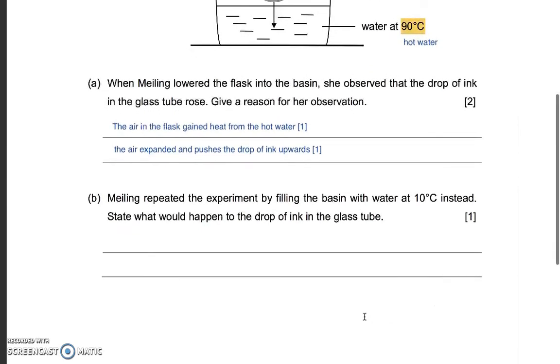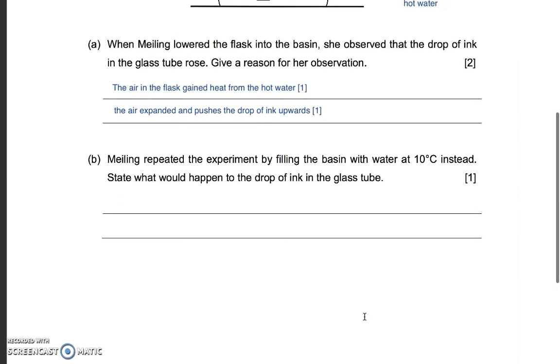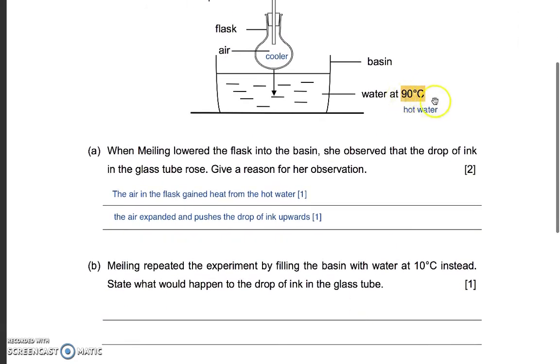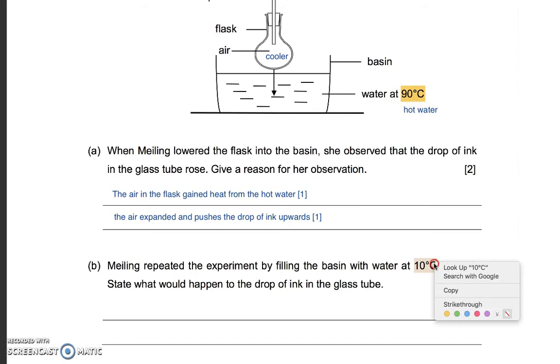Alright, next. Mei Ling repeated the experiment by filling the basin with water at 10 degrees Celsius instead. So now instead of having 90 degrees, it is with 10 degrees Celsius water. And we must know that 10 degrees Celsius water is actually cold water. So instead of having hot water in the basin now, it is replaced with cold water. So they will ask, what happened to the drop of ink in the glass tube after it's placed in the cold water?